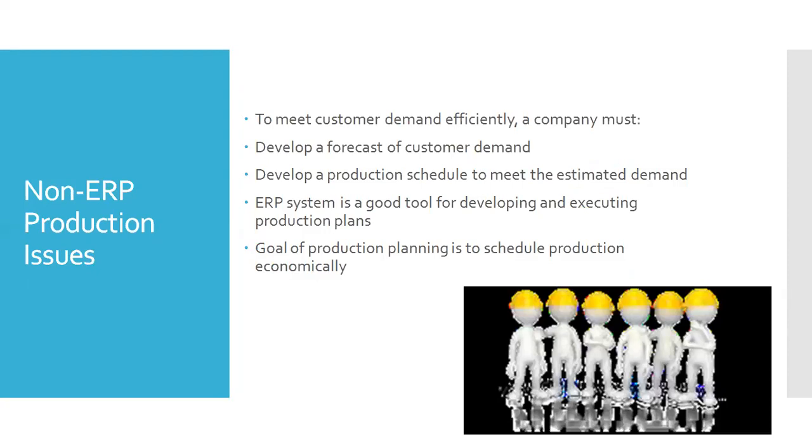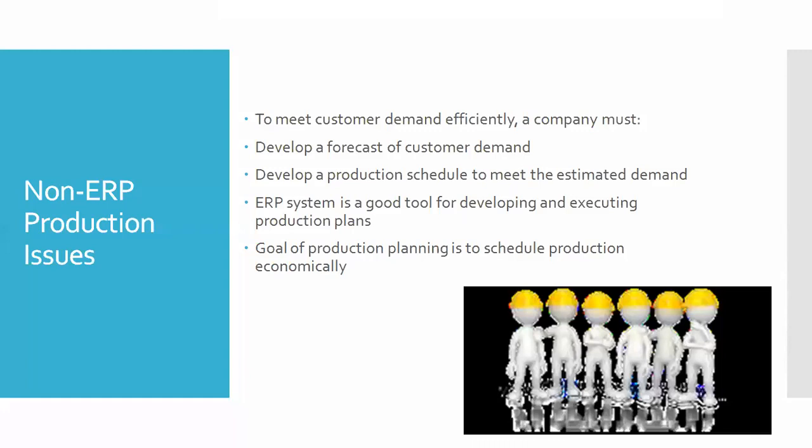Non-ERP products issues, like to meet the customer's demand efficiently, a company must develop a forecast of customer's demand and develop a production schedule to meet the estimated demand. An ERP system is a good tool for developing an executive production plan, and the goal of production planning is to schedule production economically.